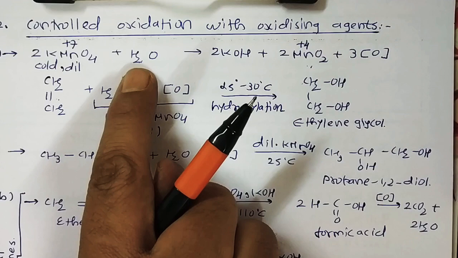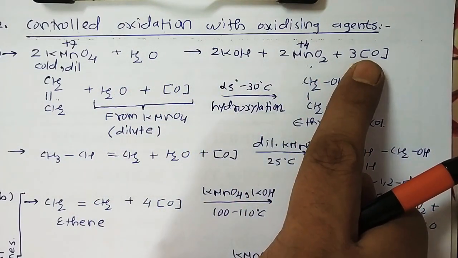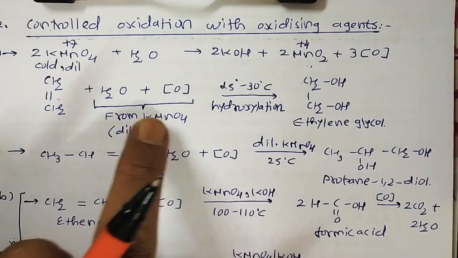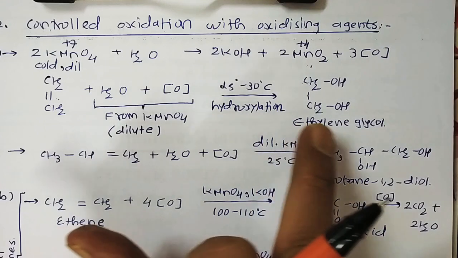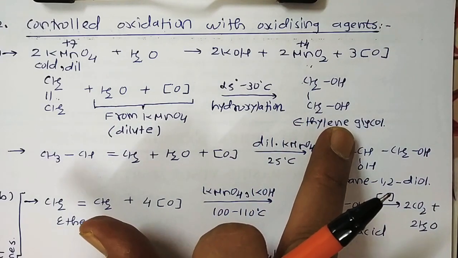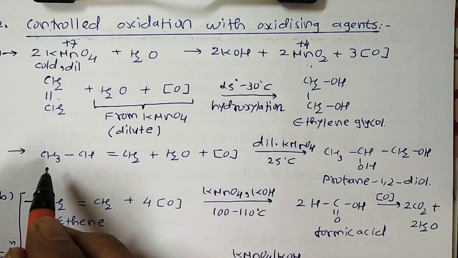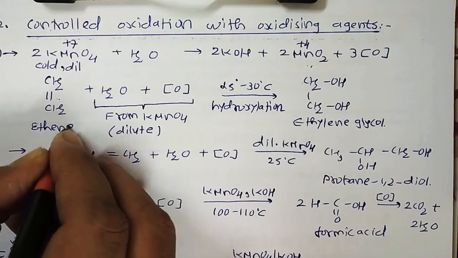So in the presence of H2O, KMnO4 is converted into KOH, MnO2, and what is called nascent oxygen. It's freshly prepared oxygen. This nascent oxygen, when it reacts with ethene at normal temperature, gives a hydroxylation reaction. In the same way, for example, if I have a compound like that, this is an example of ethene.